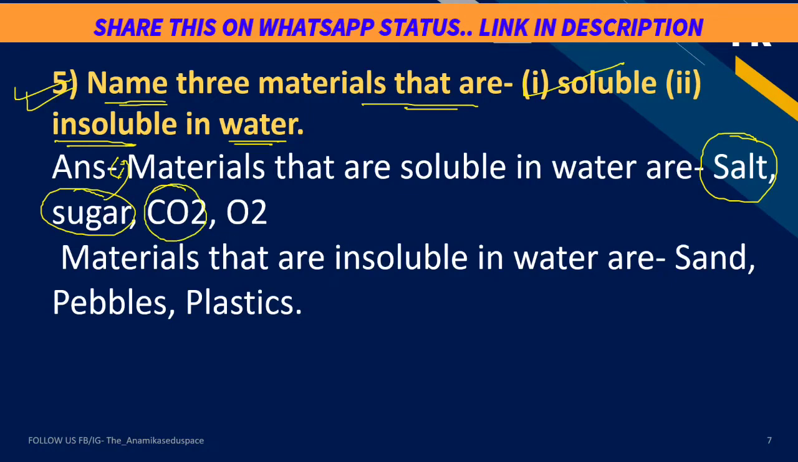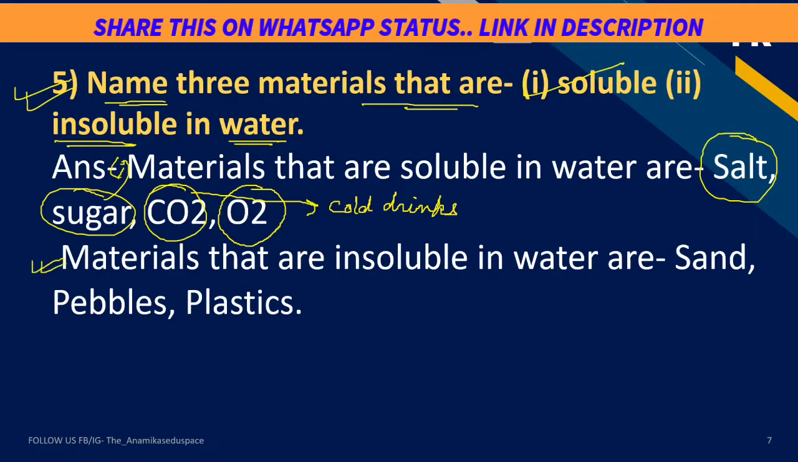Then is carbon dioxide, which is a gas which can easily mix into the water. We can find carbon dioxide gas in the cold drinks. Okay. O2, that is our oxygen. Oxygen is a gas and it is also present in the air, so it can easily mix with the water.